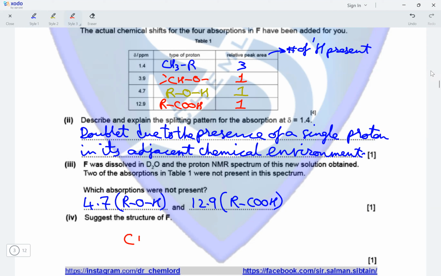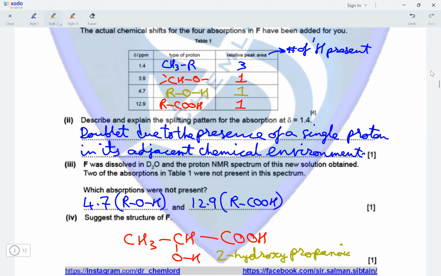F is CH3, CHOH, and COOH. And the name of this compound is 2-hydroxypropanoic acid.